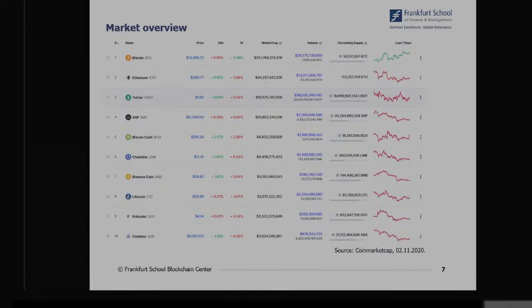But also what you can see here, when you look at the third position, is Tether. And Tether has a price of $1 US. This is why you consider Tether a stable coin, because this is a coin which is relatively stable in its price and actually has the US dollar as a backing. But I will address the stable coins later on.